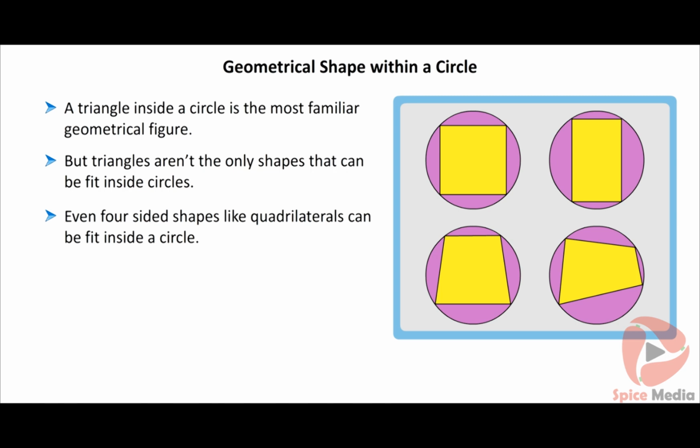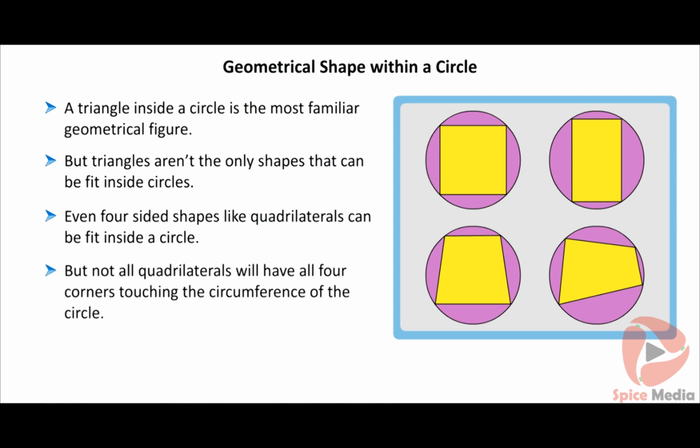Here is the next theorem. The angle subtended by an arc of a circle at the center is double the angle subtended by it at any point on the remaining part of the circle. Click on the proof button to view it.